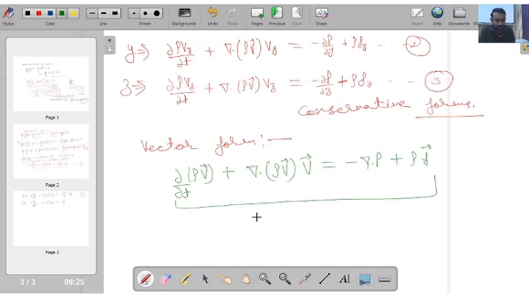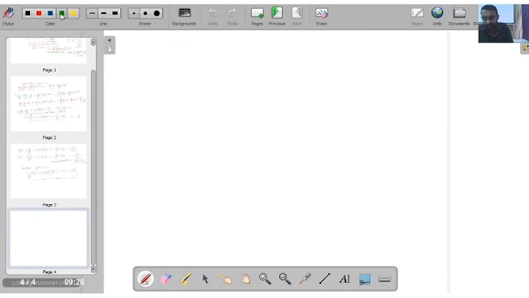So this is nothing but my momentum equation in vector form, and this is the differential form of the momentum equation. Now similarly I can write down the energy equation. For the energy equation also, I will first start from the integral form of the energy equation.